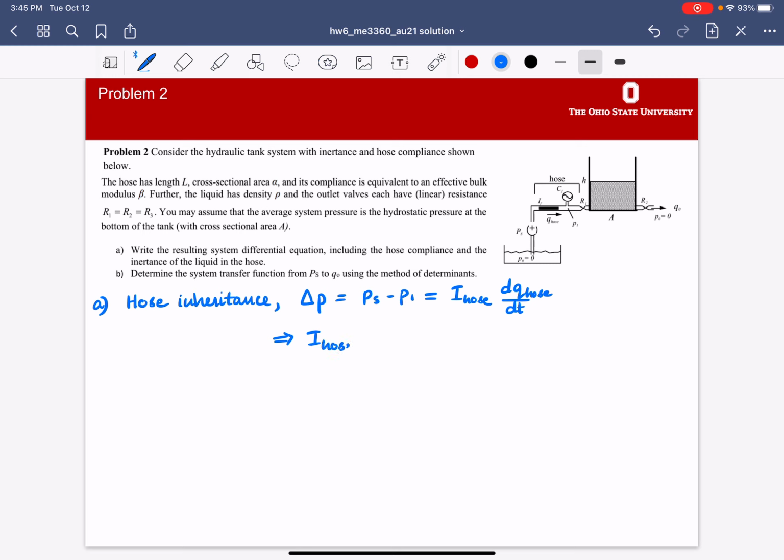So we have I hose dQ hose dt plus P1 minus rho g h dot. This term over here is something that you don't have in the original expression, but this h variable, which is the height of the tank, is another variable that will pop up in our next two equations, and is one of the variables that we need to model in the current system.